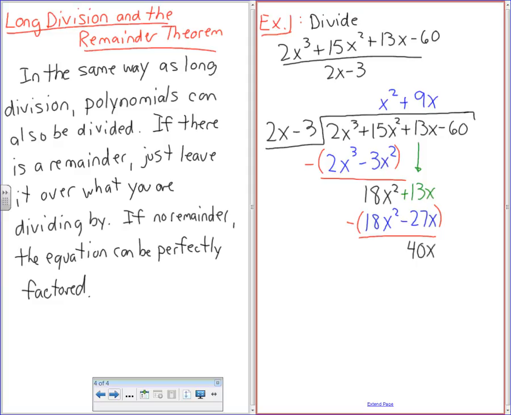Okay, once again, just like in long division, what's my next step? Yeah, bring down the negative 60, okay? Okay, now for the trickiest part. 2 times what gives you 40? 20, okay, so just plus 20. 2x times what gives you 40x?